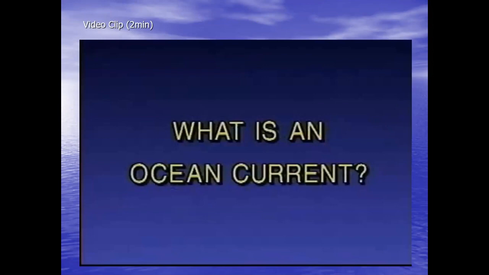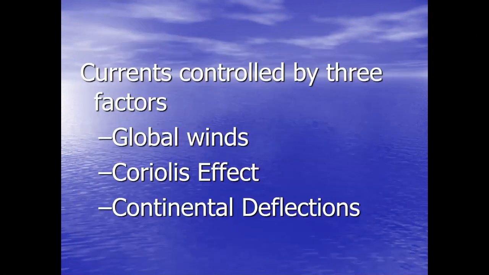Okay, so now we're going to jump back up to the surface currents. Surface currents are controlled by 3 main factors: global winds, the Coriolis effect, and continental deflection. So this will help you answer, I believe it is number 2, explain how surface currents develop. The first part of how they develop: they're developed by global winds, the Coriolis effect, or continental deflections.